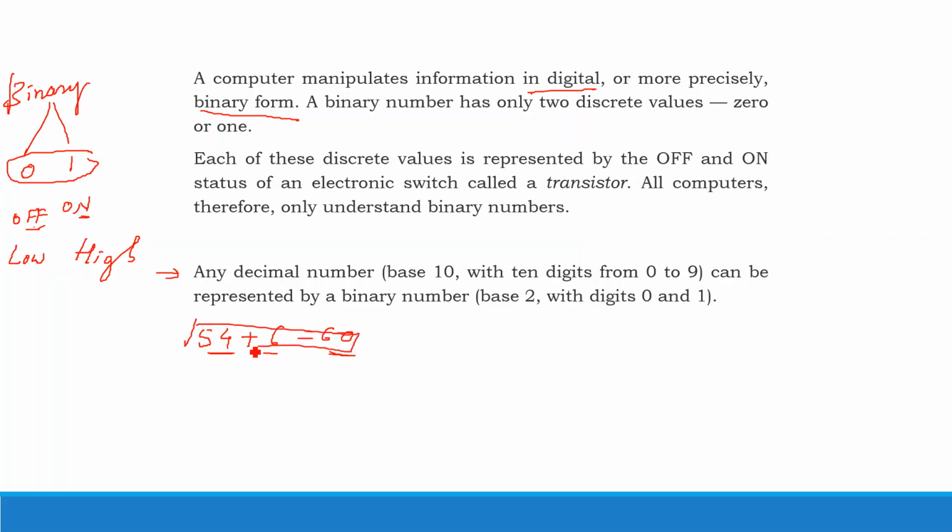54, 6 and 60 are again in the form of the decimal number system, but the computer will not understand decimal. What it does is convert 54 into binary, 6 into binary, and add these two, and it will give you 60 as a result. Firstly, it understands in the form of binary, but it gives the result in the form of decimal. This is how the digital system works. And what does 54 equal to binary mean? It means that 54 is converted into binary form.